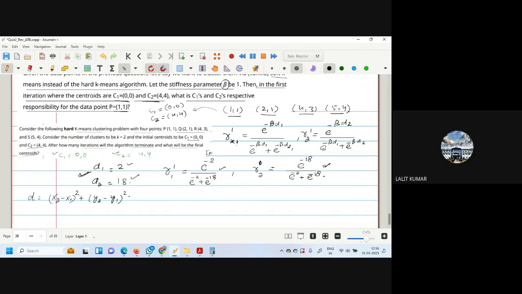And beta they have given 1. And what you can do, if you divide everything by e to power minus 2, this will become 1 plus e to power minus 16. And this will become e to 1 divided by e to, here you are dividing by e to power minus 18, so this will become e to power 16. Okay, so this will be your answer. Let's check this answer.